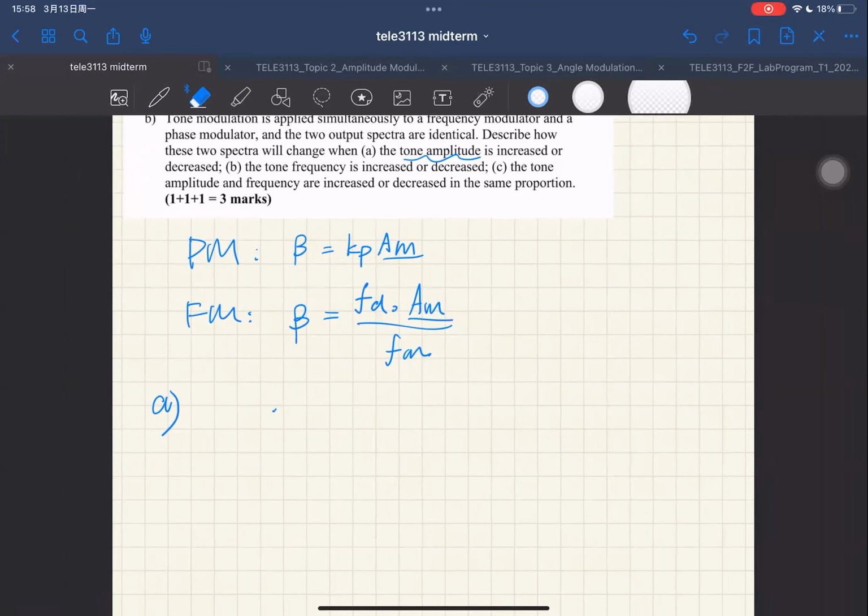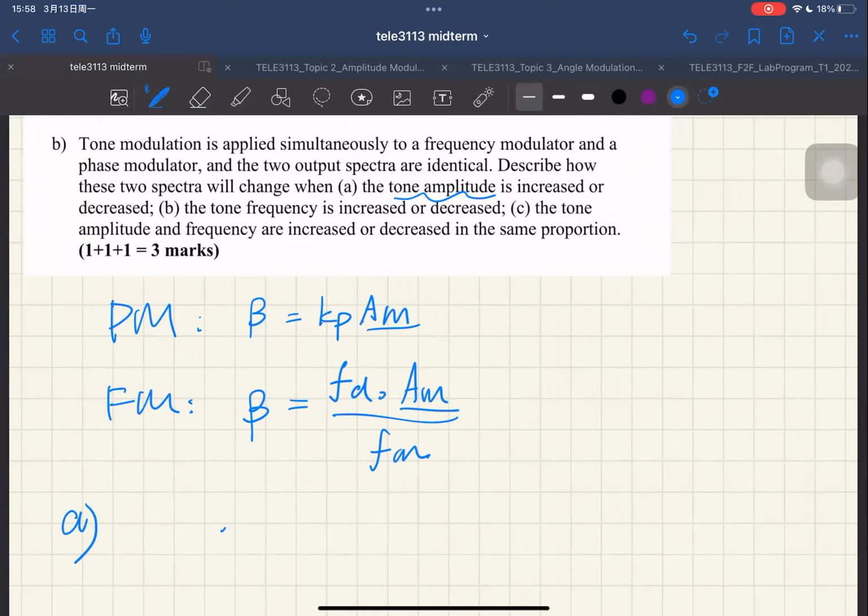For part B, it says the tone frequency is increased or decreased. So how is the tone frequency increase or decrease going to affect the two spectra? Because this time you change your tone frequency, definitely your line spacing is going to change. Think about it: if your tone frequency is different, each spectrum is going to be separated or closer, depending on your increase or decrease of tone frequency.